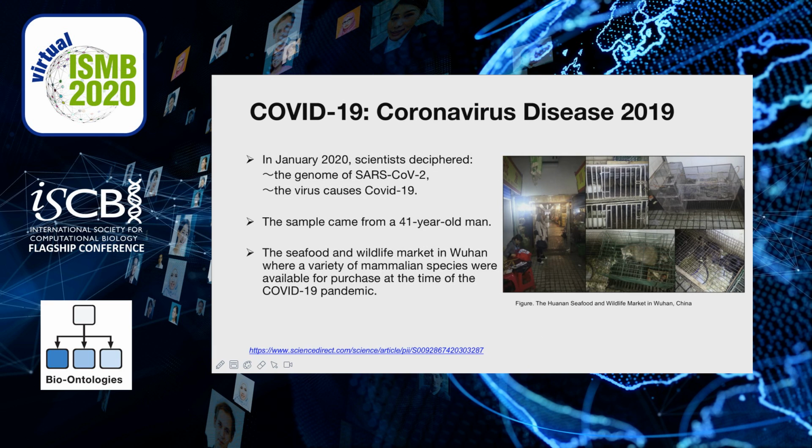In January 2020, scientists deciphered the genome of SARS-CoV-2. It came from a 41-year-old man. The man worked at the seafood and wildlife market in Wuhan, where a variety of mammalian species were available for purchase at the time of the outbreak. The photographs were taken when the authors visited the market in 2014. From the figure, we can see some of the wildlife on sale. It may provide a potential mechanism for zoonotic transmission.